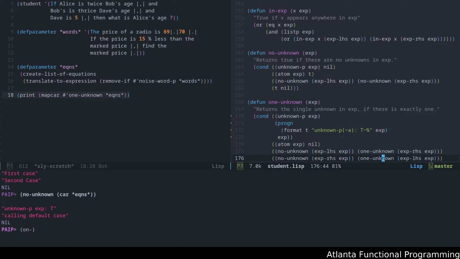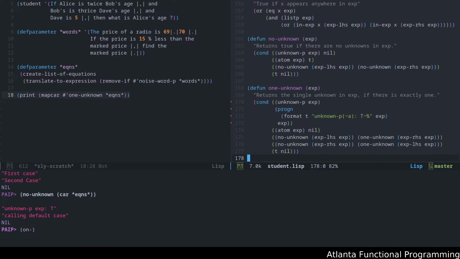And ideally, if the first one we just saw worked, then here, unknown on car of equations, which we know is price of things, we know that it's true, but we're returning nil. Why are we returning nil?